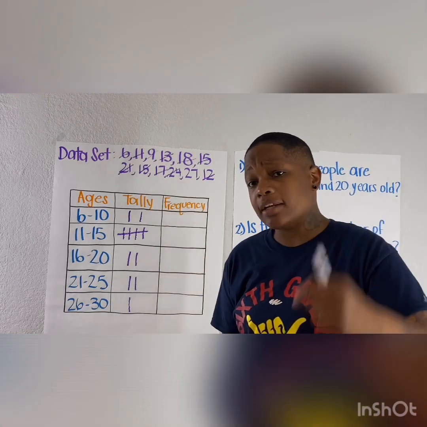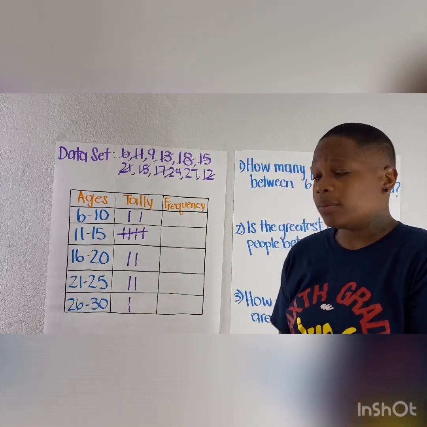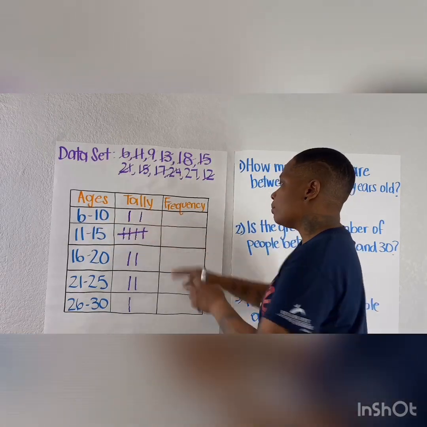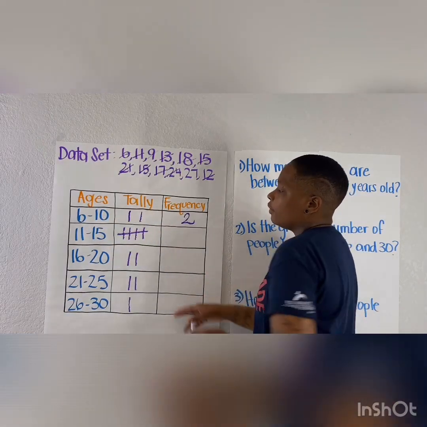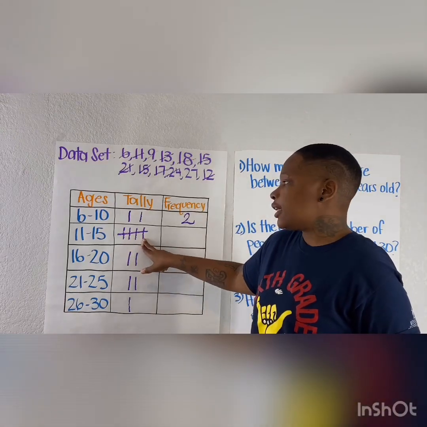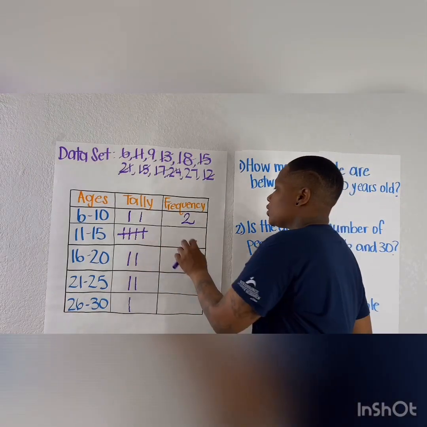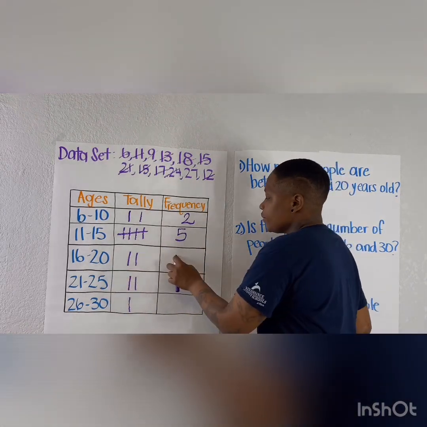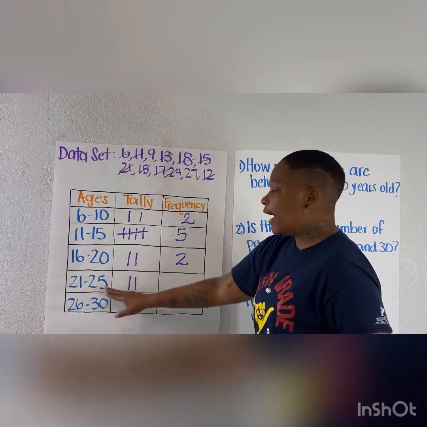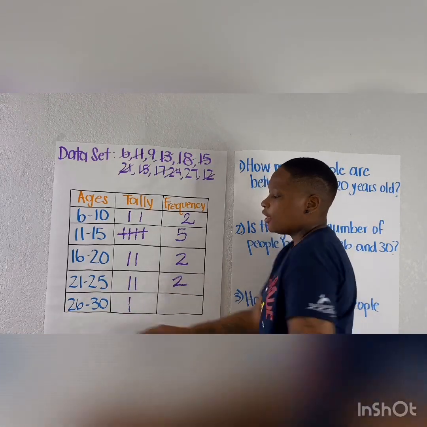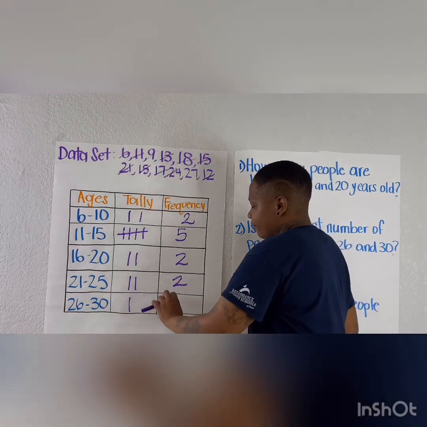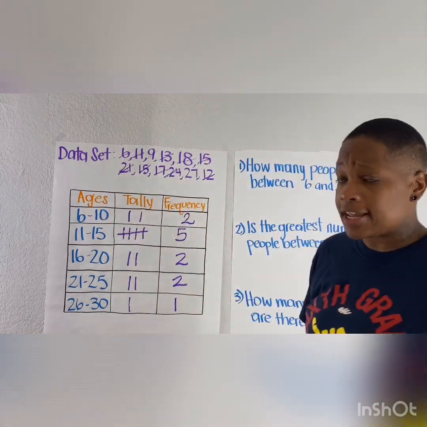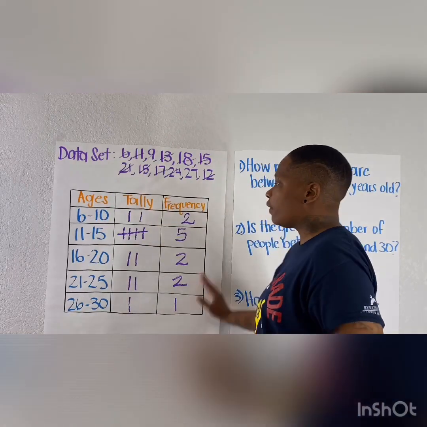So the number of tally marks you have is equal to your frequency. If you have 2 tally marks for ages 6 through 10, then your frequency number should be 2. If you have 5 tally marks for 11 through 15, your frequency should be 5. 16 to 20, I have 2. 21 through 25, I also have 2. And 26 through 30, I have 1. So I was able to take the information from my data set and organize this into a frequency table.